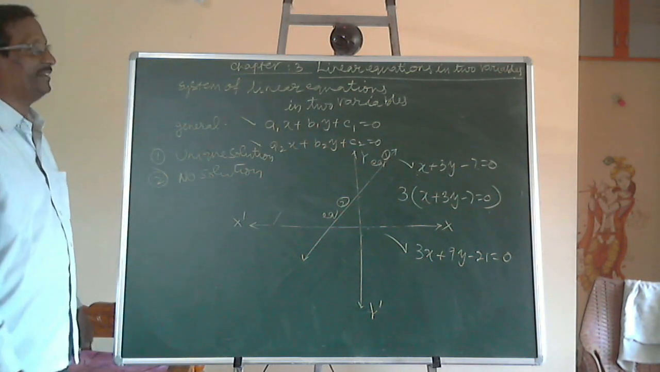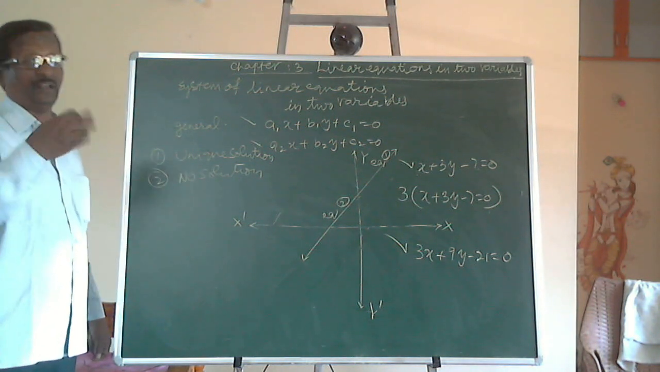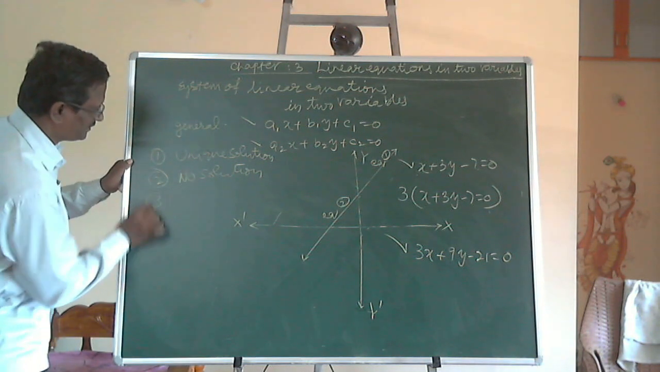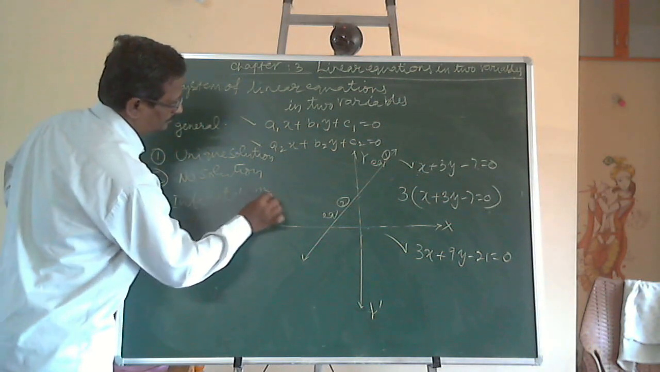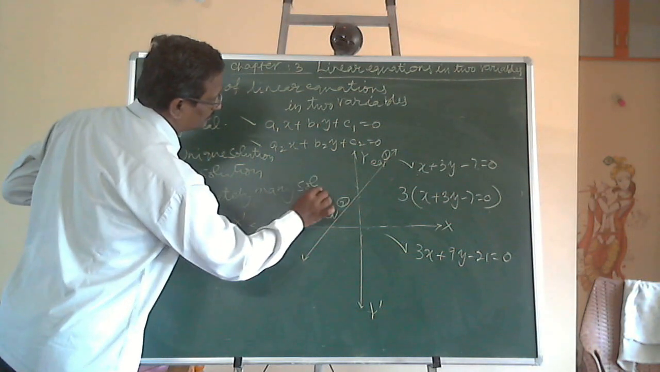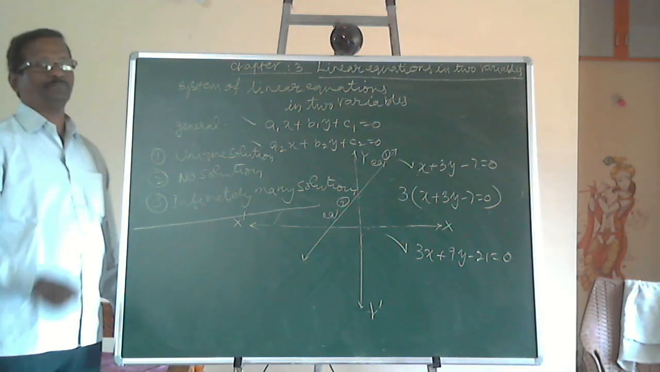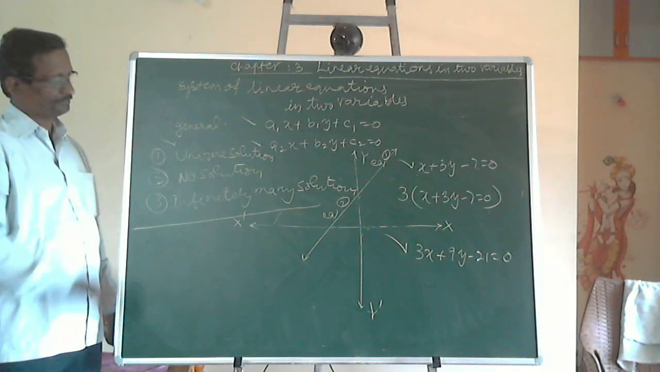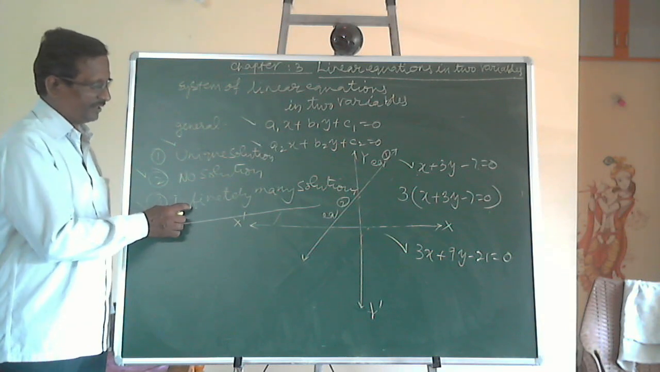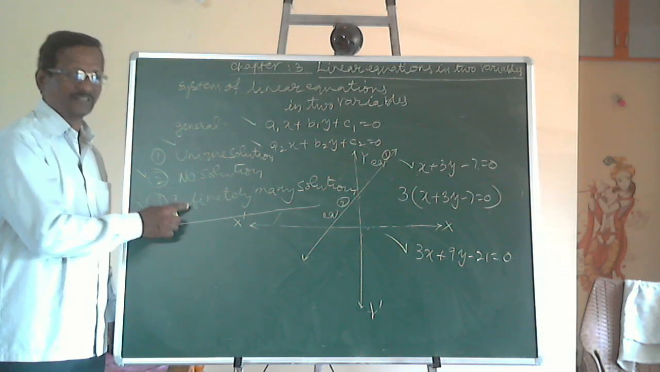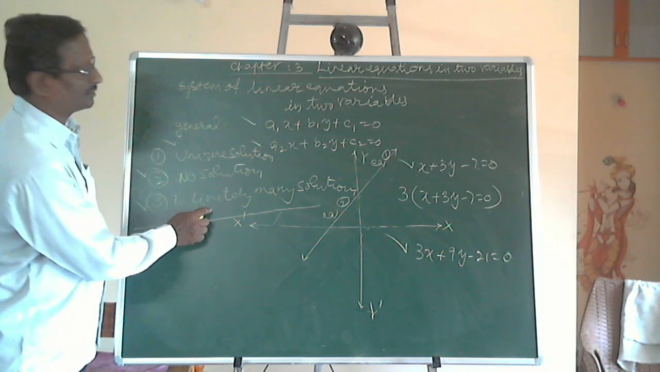In that case, we say the two equations are dependent and the graph is having infinitely many solutions. Third case is infinitely many solutions. So, for the given system, there are three possibilities: unique solution, no solution, or infinitely many solutions. If the two equations are dependent and the graph is representing the same straight line for both the equations, this third case comes.